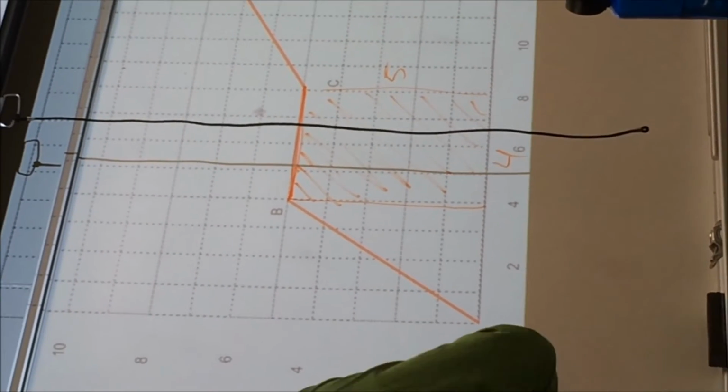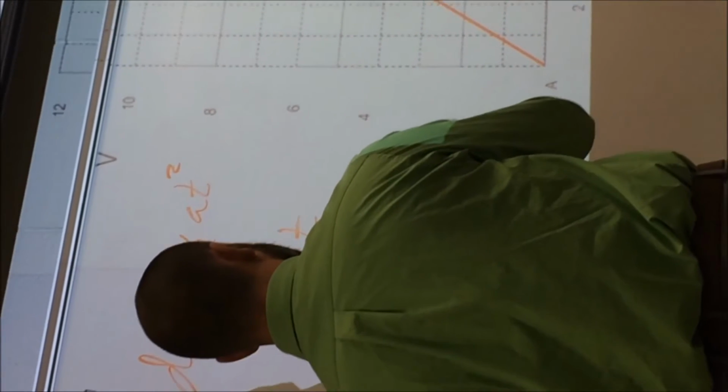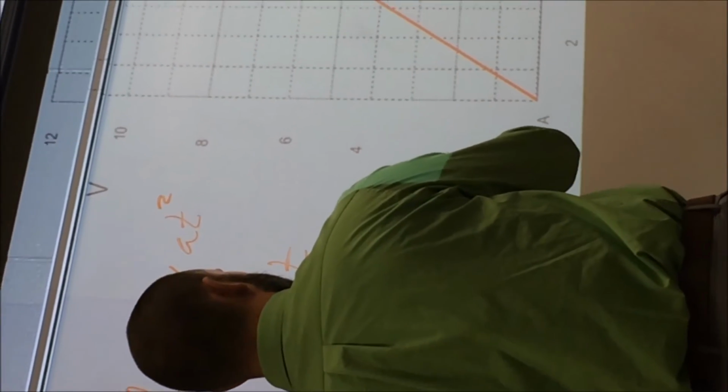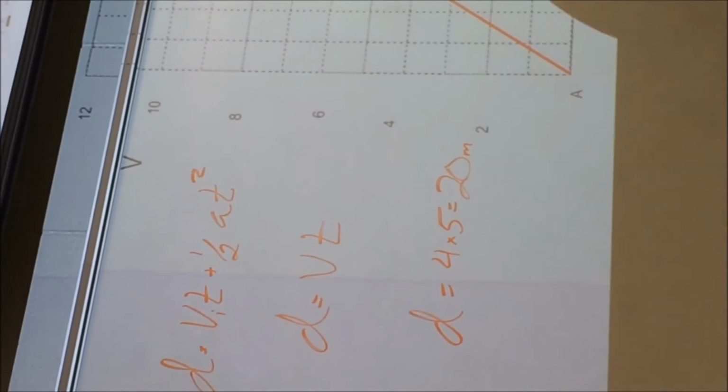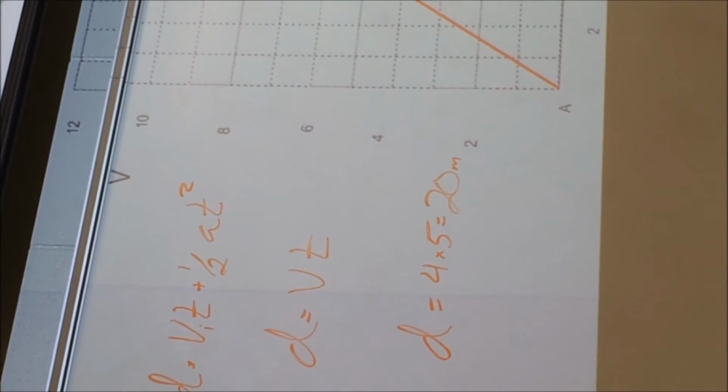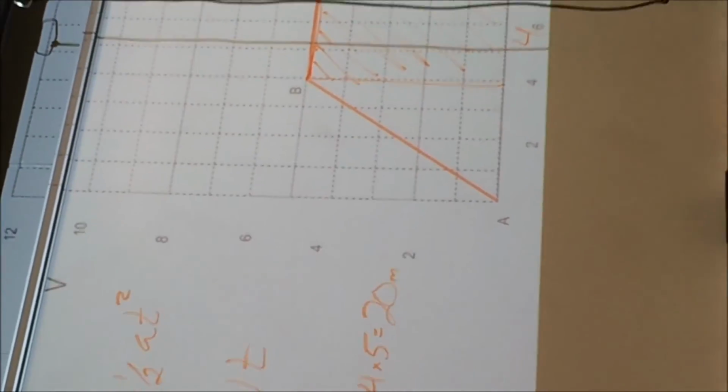How do I find the area of a rectangle? Length times width. My distance here is going to be 4 times 5, 20 meters. We did this way back in August.